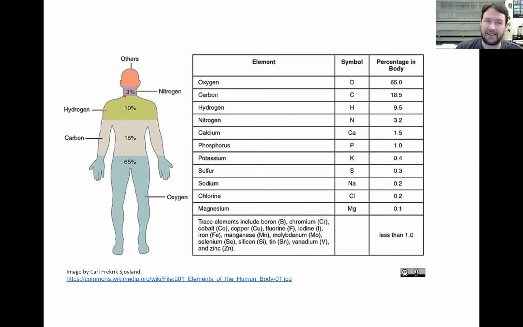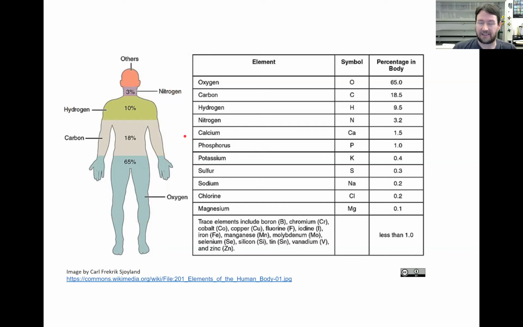And then nitrogen isn't found in every different type of biological molecule, so that's why there's less of that. But there's still quite a bit of it. It's in proteins and it's in nucleic acids. So that's kind of the big 4.